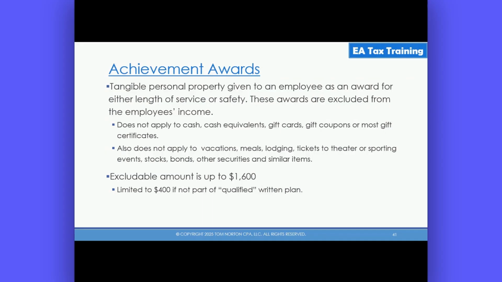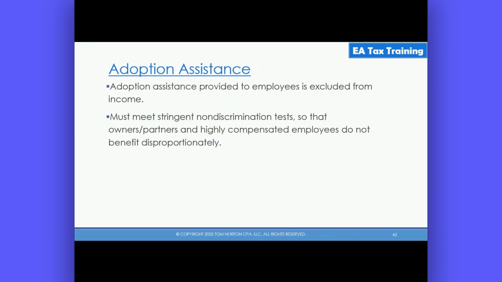The amount that is excludable is up to $1,600 as long as you have a qualified written plan. And large companies will have a written plan that spells all of this out. If you do not have one of those qualified plans, then the excludable amount is limited to $400. Adoption assistance. Adoption assistance provided to employees is excluded from income, but it must meet stringent non-discrimination tests so that it's not just the owners or highly compensated employees who are getting that benefit.